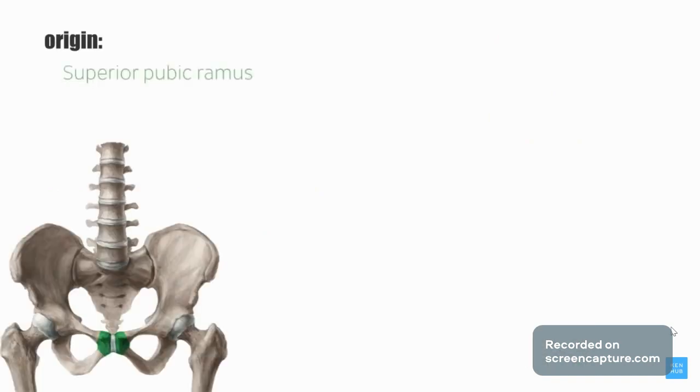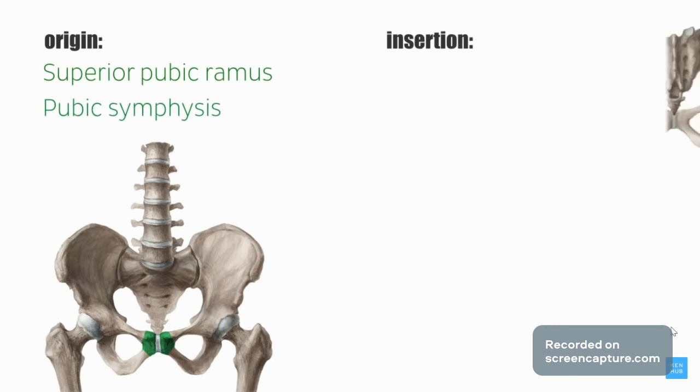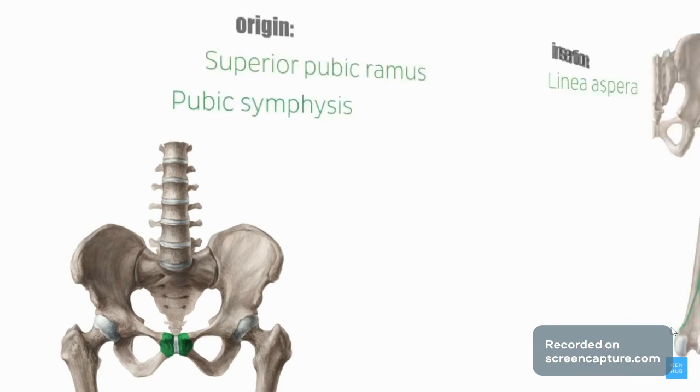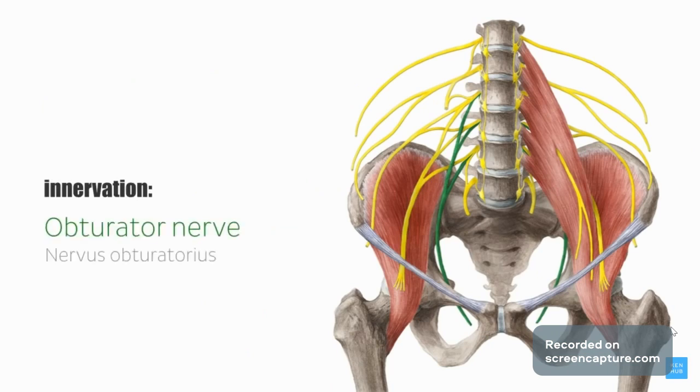The adductor longus muscle has its origin at the superior pubic ramus and the pubic symphysis, and its insertion at the linea aspera. Distally, it forms an aponeurosis extending to the vastus medialis muscle, also called the vasto-adductorial membrane. The innervation is mainly supplied by the obturator nerve, which arises from the lumbar plexus and reaches the adductors through the obturator canal.